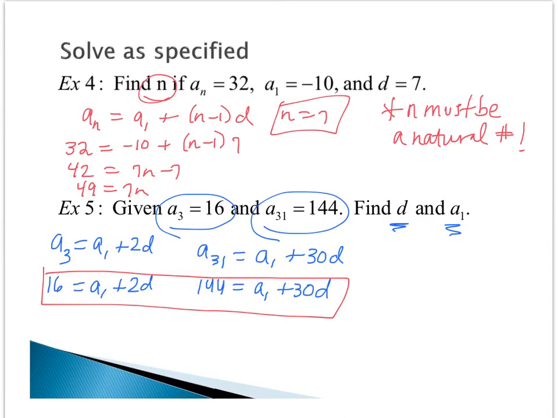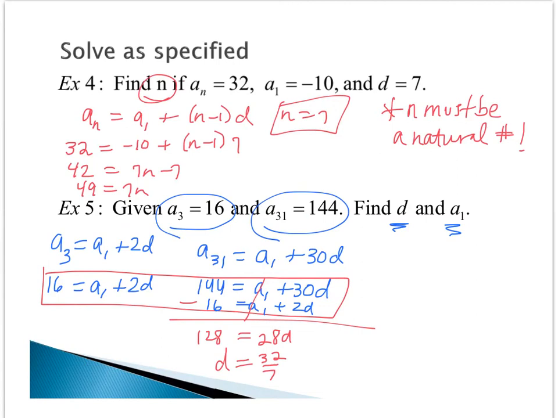So I'm going to go ahead and recopy this left equation down here, and then subtract the equations, and we end up getting 128 equals 28d. When I divide, I get that d equals 32/7. It is okay for my common difference to be a fraction. It is not okay for my n to be a fraction.